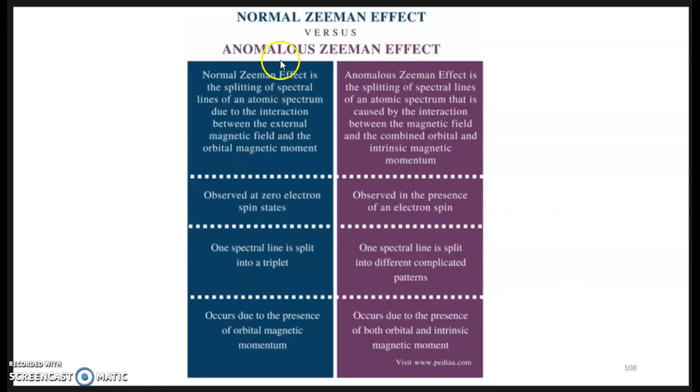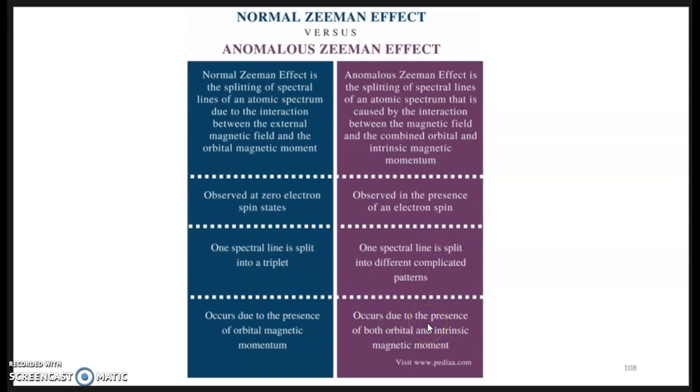So a quick difference between the normal and anomalous Zeeman effect. The normal effect is due to the interaction of the orbital angular momentum. Anomalous is due to orbital and spin angular momentum. This is observed at zero spin state. This is observed in the presence of an electron spin. The spectral line is split into triplets in the normal Zeeman effect. In the anomalous, it is split into a complicated pattern depending on the combination of the values of L and S. The normal occurs in the presence of orbital angular momentum, as we mentioned before. This one occurs due to both orbital and spin angular momentum.